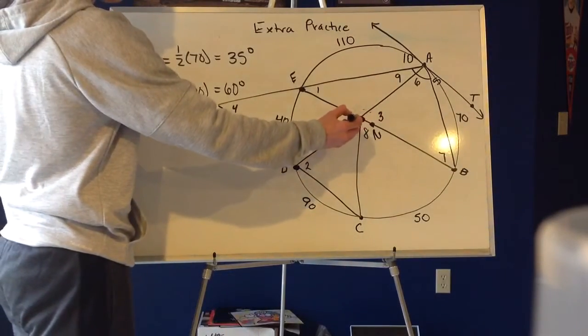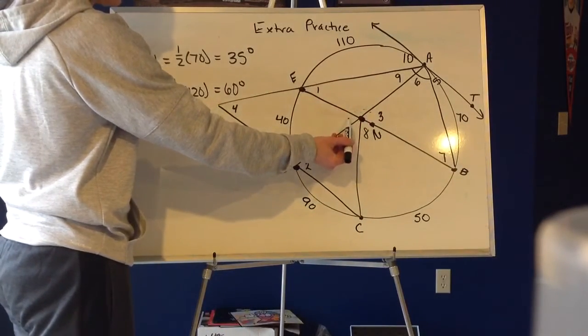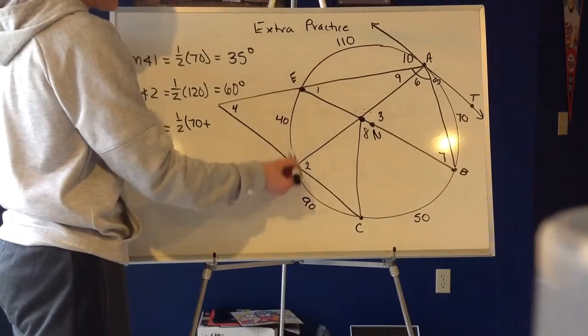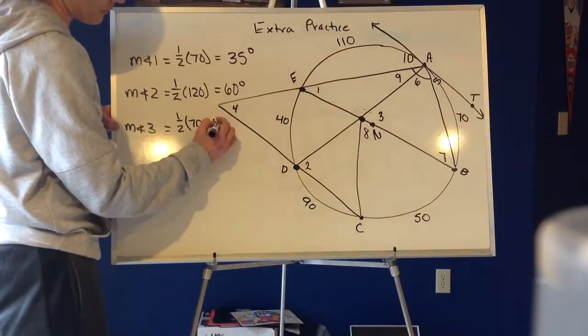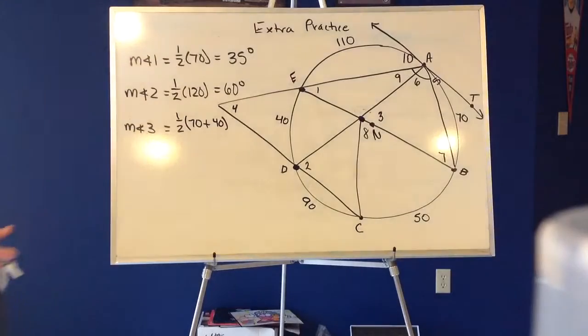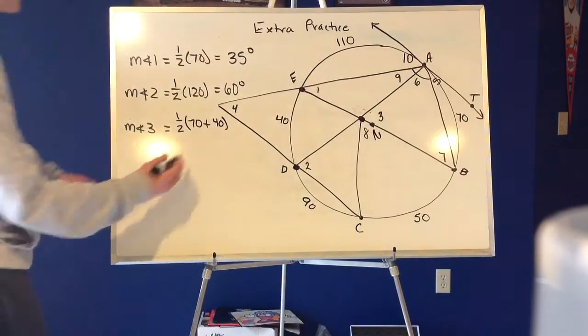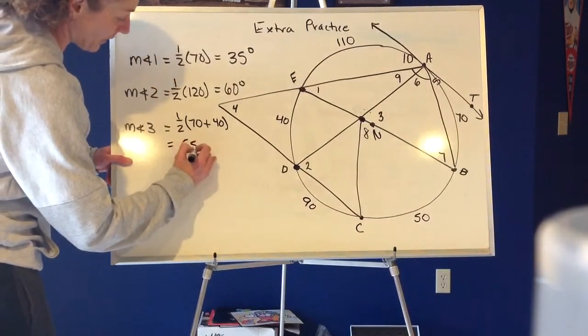And then I also need to do its vertical angle's arc. If I go to its vertical angle, which would be right here, its arc goes from E to D, so that would be 40. So I take 1/2 of 110, which would end up giving us 55.